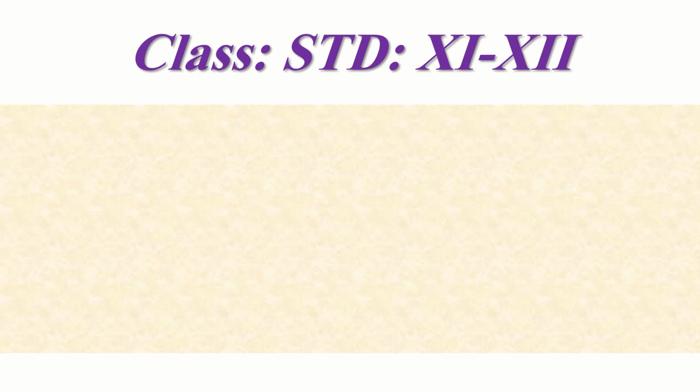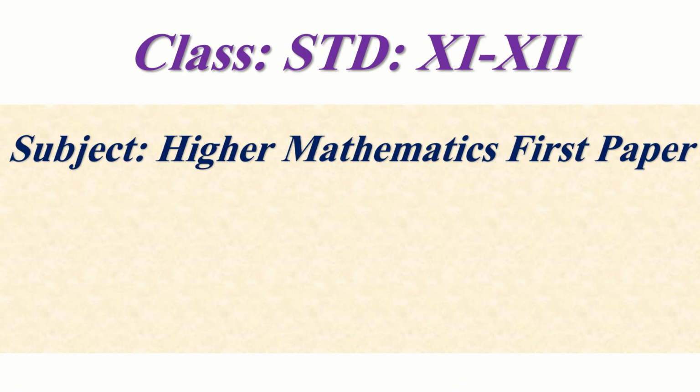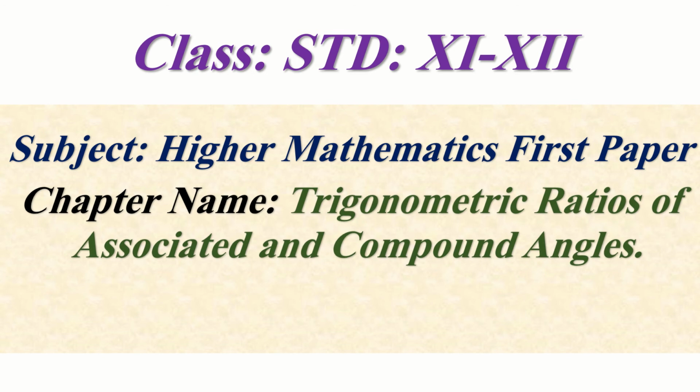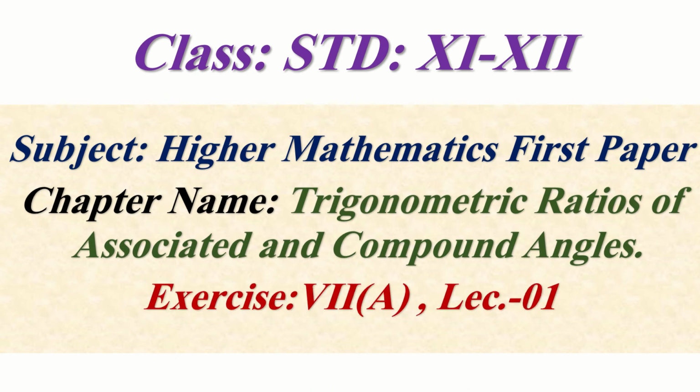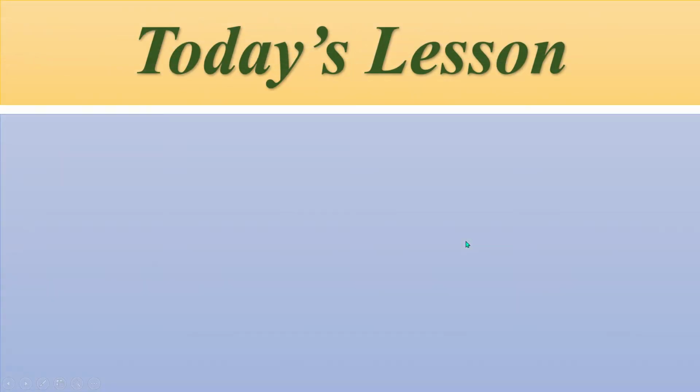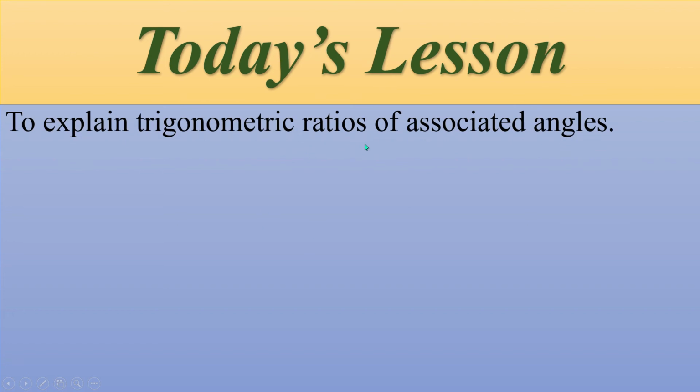Class standard 11-12, subject Higher Mathematics First Paper, chapter name: trigonometric ratios of associated and compound angles, exercise 7A, lecture 1. Today's lesson is to explain trigonometric ratios of associated angles. This lesson is related to exercise 8.3 of higher mathematics in classes 9 and 10.